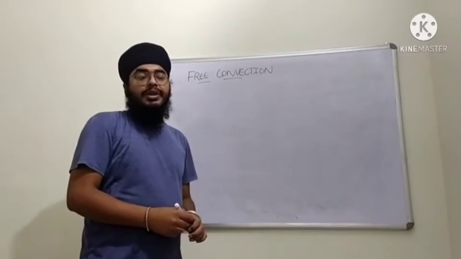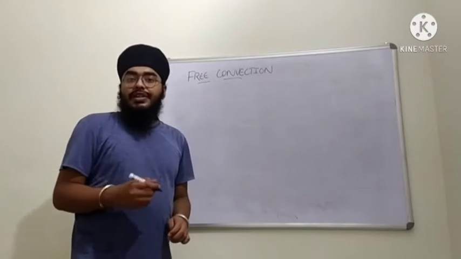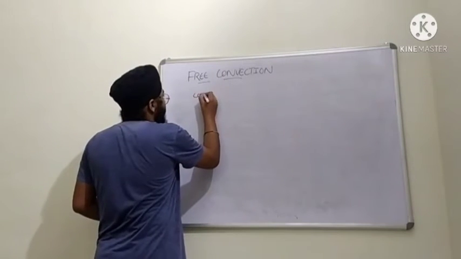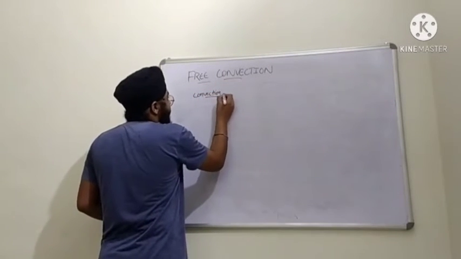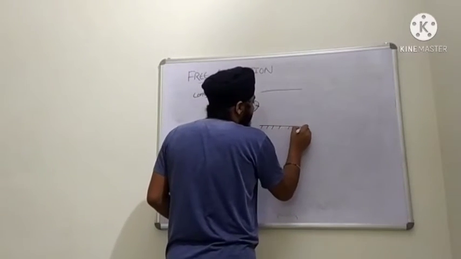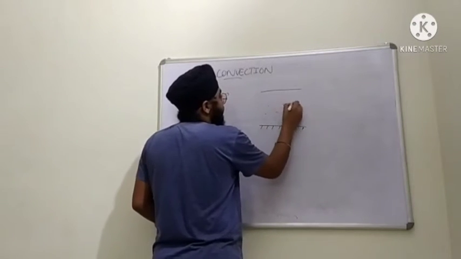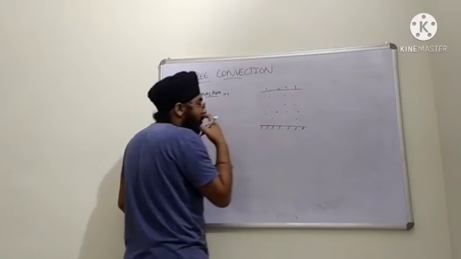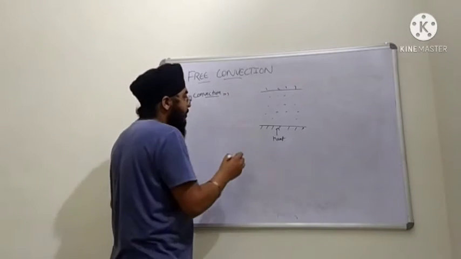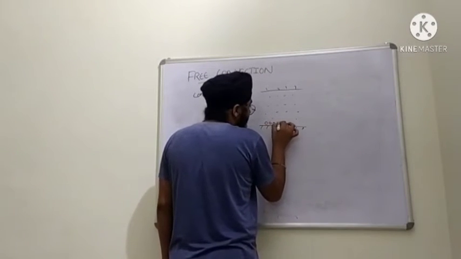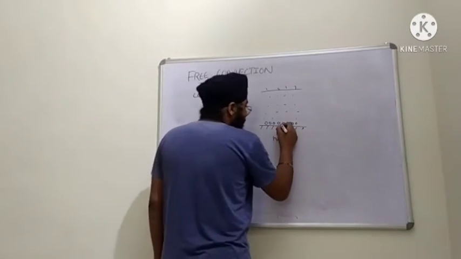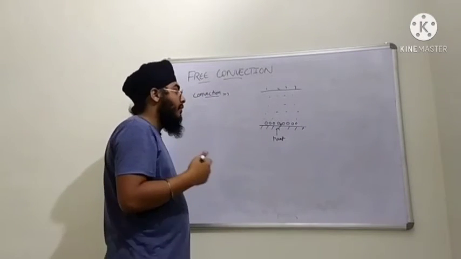Now the next topic we are going to discuss is free convection. Free convection is always due to density difference. It is convection but just due to density difference. Now what happens is, let's take there is a surface on which there is some fluid. Now we are giving heat to this surface. Now when we give heat to this surface, these particles that are in contact with the surface will get heated. These will absorb this heat and they will convert into vapors.